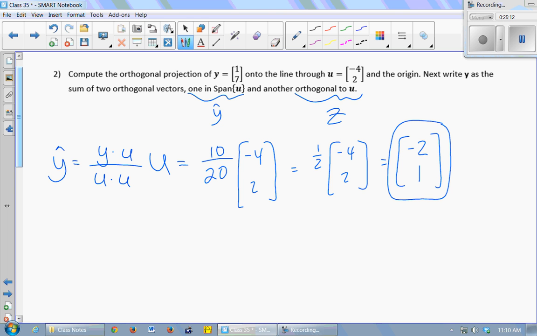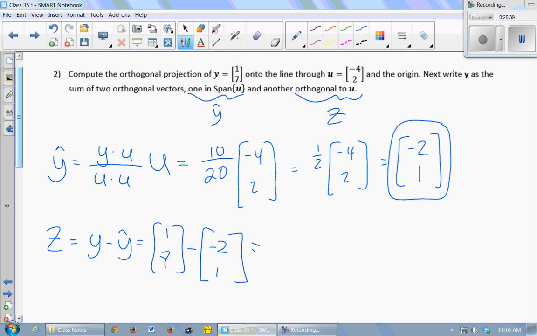All right, and then z, right? So that's the first part of the question. We found the orthogonal projection of y onto u. So it's (-2, 1). And then z is the orthogonal component, right? So z is just y minus y hat. So my original y is (1, 7). y hat I just calculated as (-2, 1). So I get (3, 6).